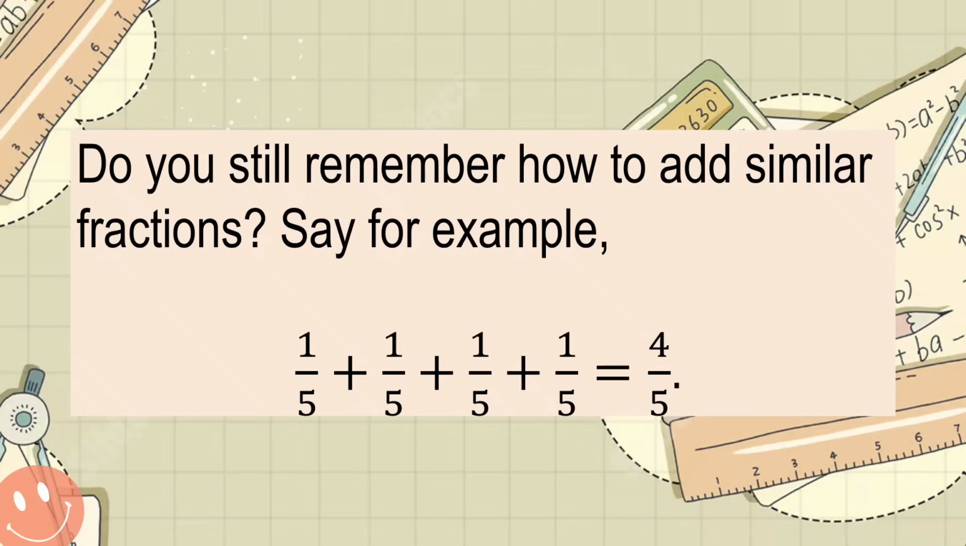So do you still remember how to add similar fractions? Say for example 1/5 plus 1/5 plus 1/5 plus 1/5. So it is equals to 4/5. So we only add the numerators and of course copy the denominator if it is the same.